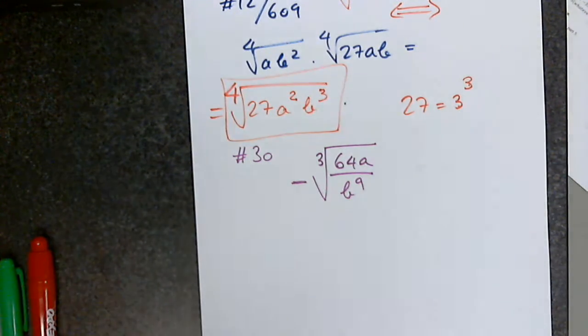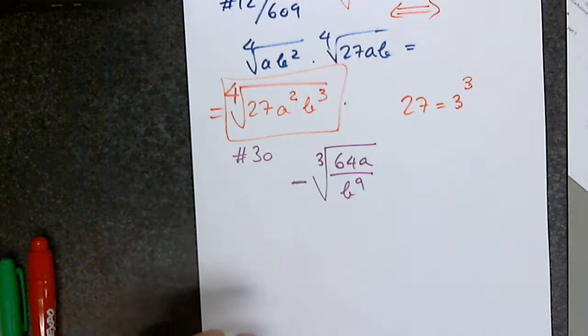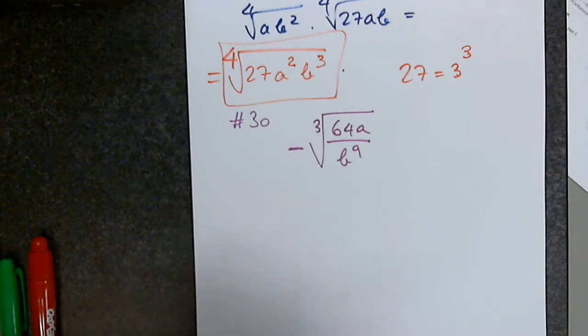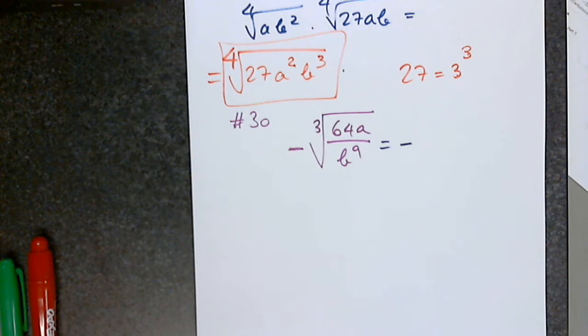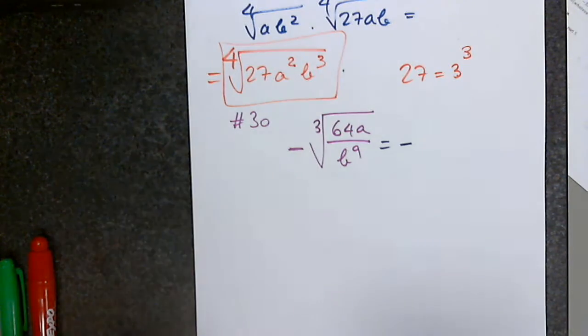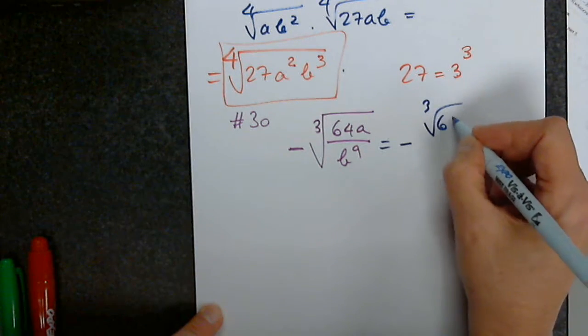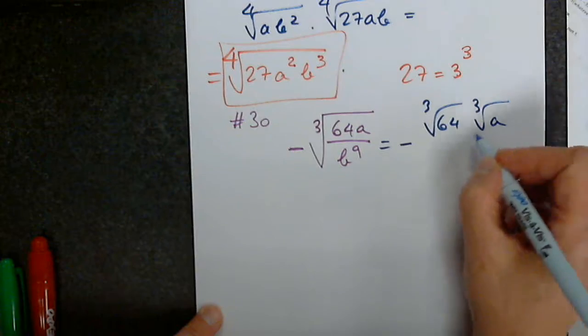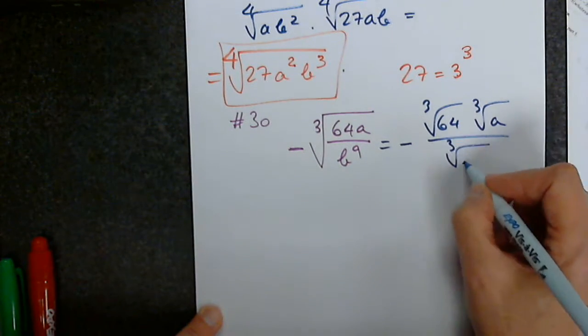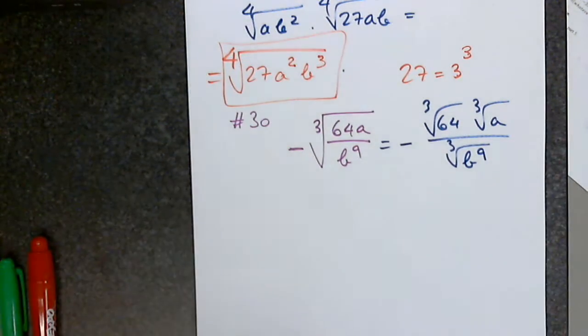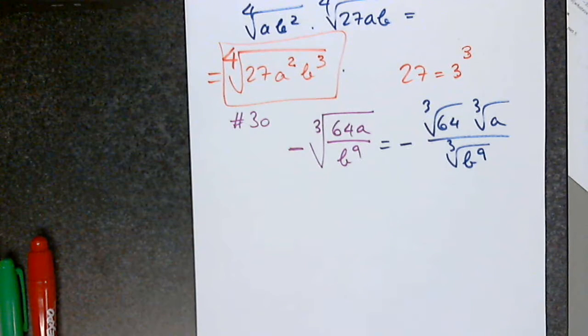Okay, so again, the question here is asking us to use the quotient rule to simplify. What do I do? We had a similar example before. So I have the negative in front, and then the cube root of 64a, exactly, the cube root of 64. I can also say the cube root of a and the cube root of b to the 9th. I'm using the product rule and the quotient rule at the same time.